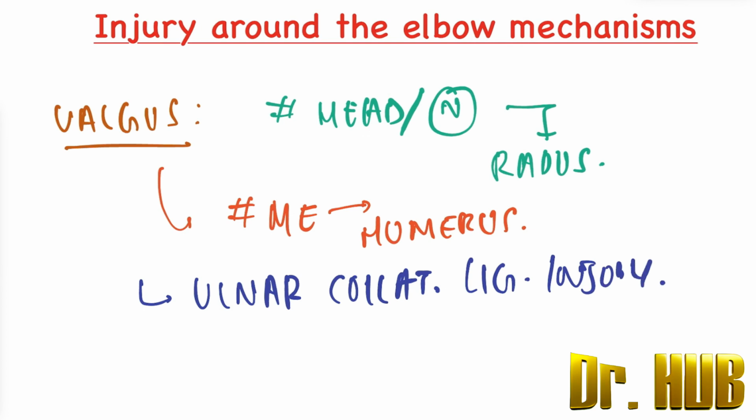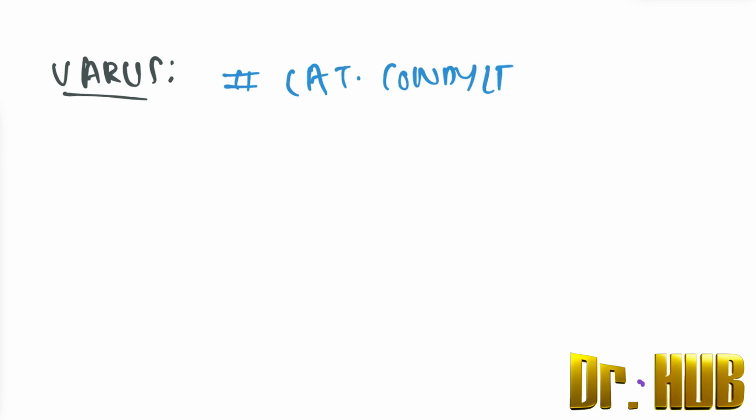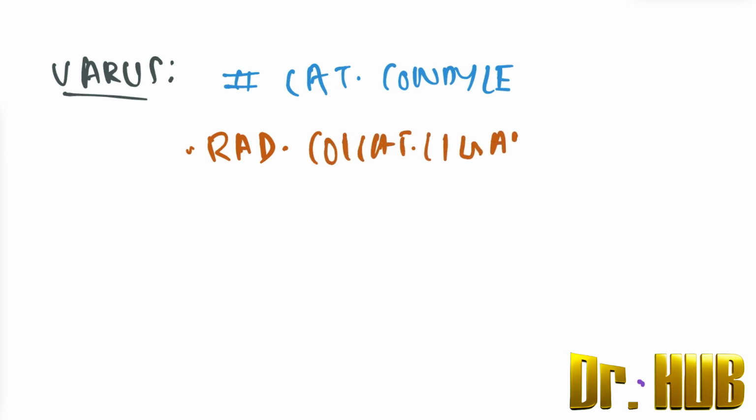Then comes the varus injury. So what is associated with the varus injury? In terms of varus injury, there is a fracture of the lateral condyle of the humerus. So there is a lateral condyle of the humerus injury, and there is also the radial collateral ligament injury.